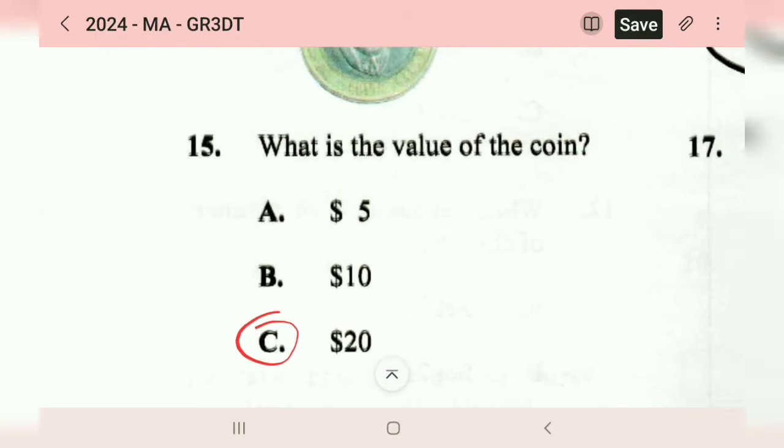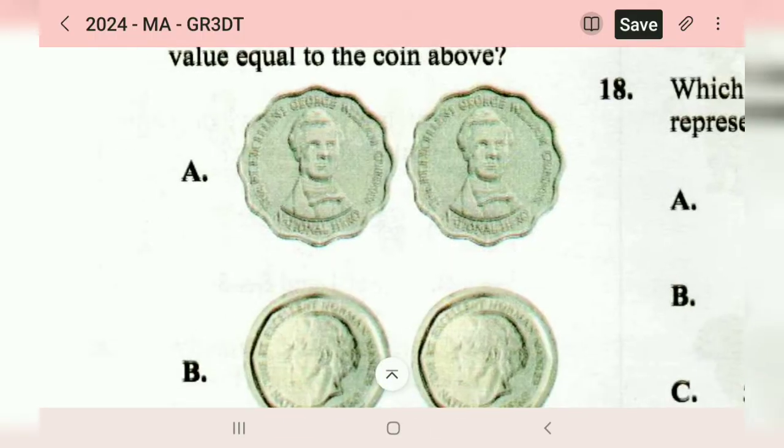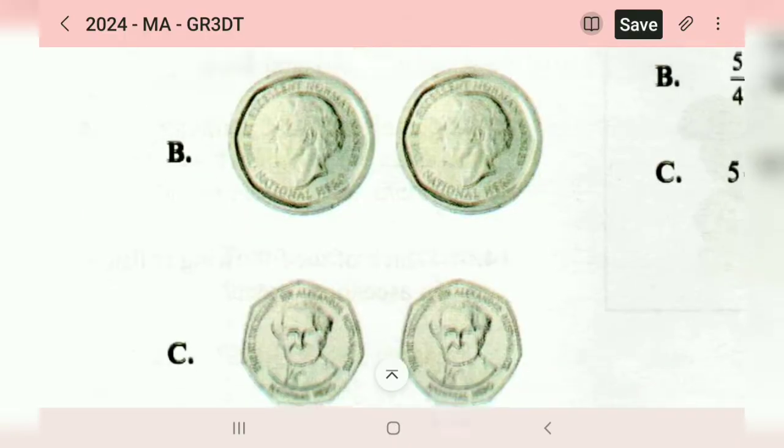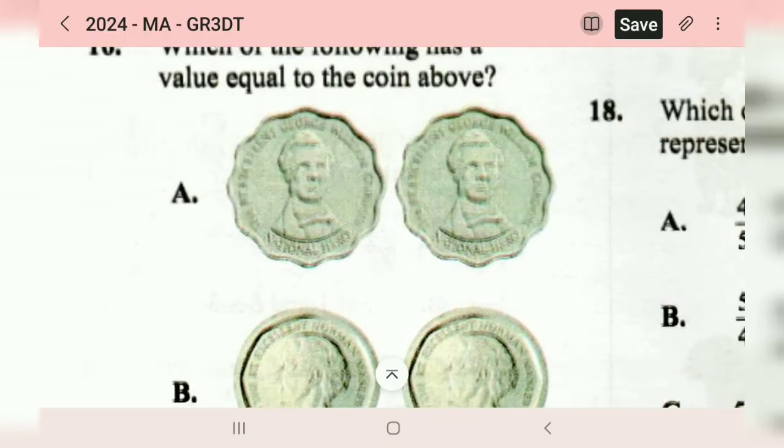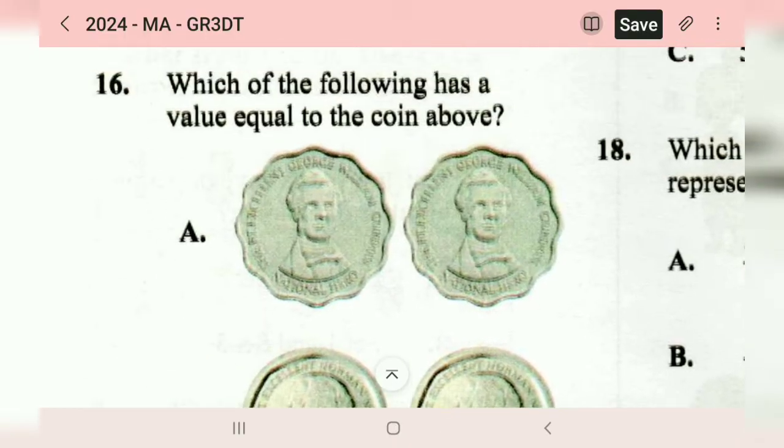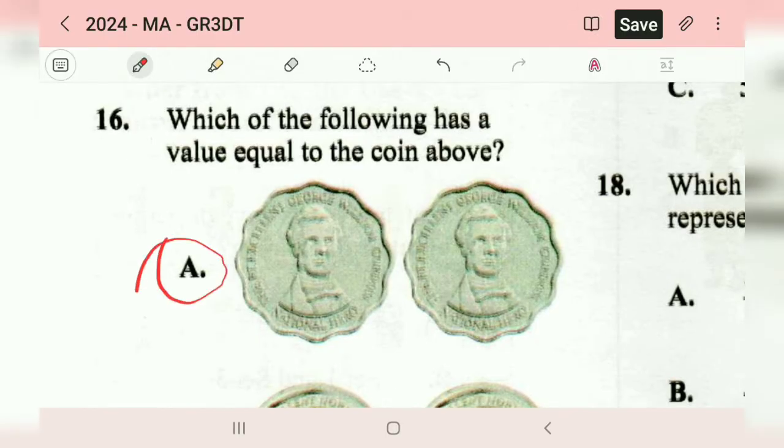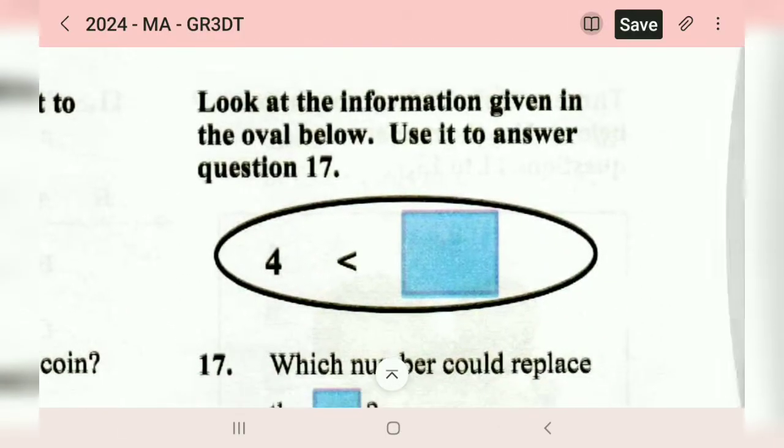So if this is $20, these are all $10. These 2 are $5 at B, and the ones at C are $1. So which 2 of these will make 20? 2 tens are 20. 2 $10 bills in a $20. You must know your tables. Good job. Moving on to over here, 17.